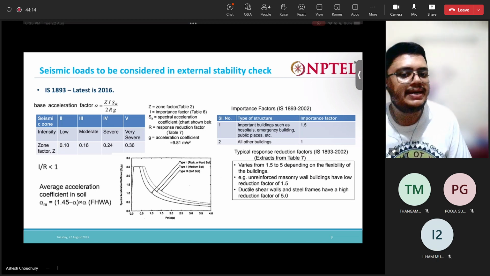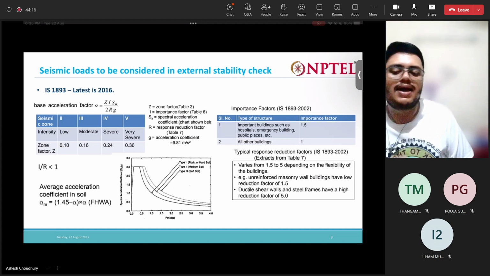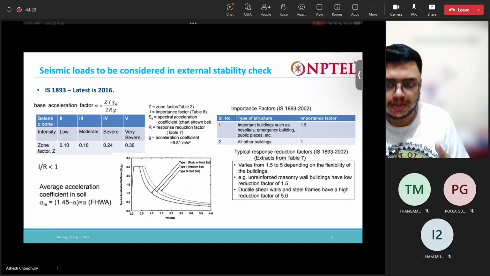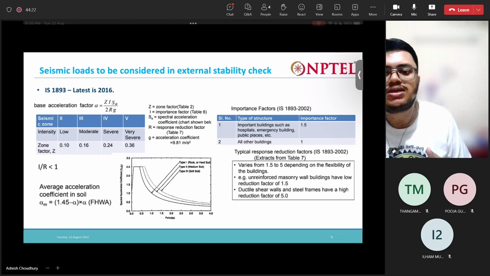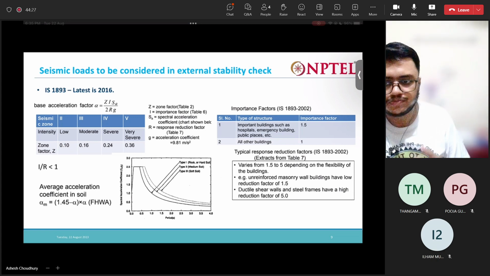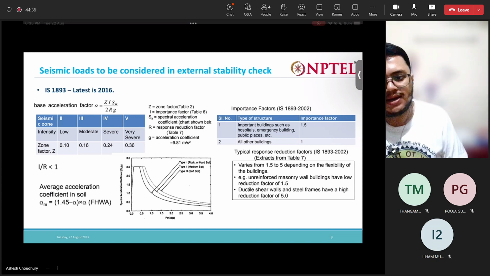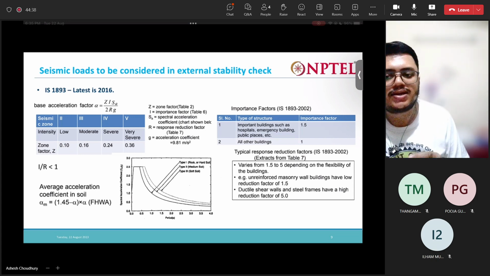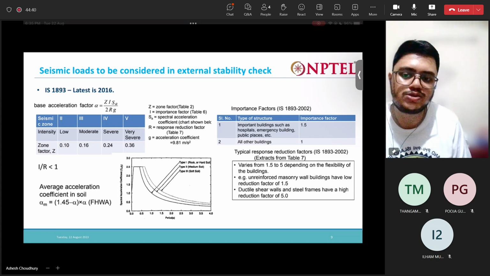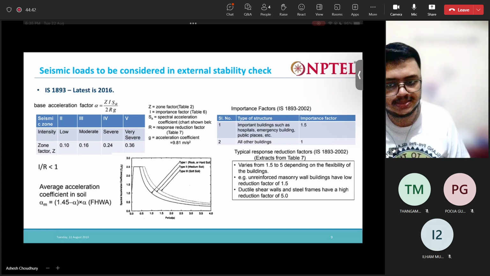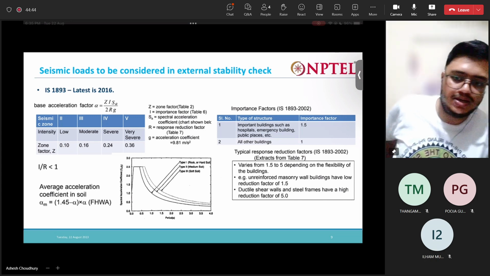Okay, so India is divided into several zones based on the probability of occurrence of earthquakes. Z defines the zone factor. You can see here that India has been divided into four zones, from zone 2 to zone 5. For zone 2 the zone factor is 0.10, and for zone 5 the zone factor is 0.66.